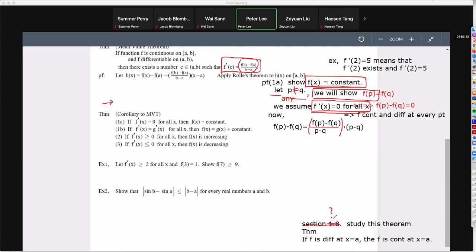But anyway, this one is differentiable. If f is differentiable at x equals a, then f is continuous. Obviously, it has the word differentiable here. We did not study differentiability in section 1.8. This must be in chapter 2 point something, but I'm not sure where.